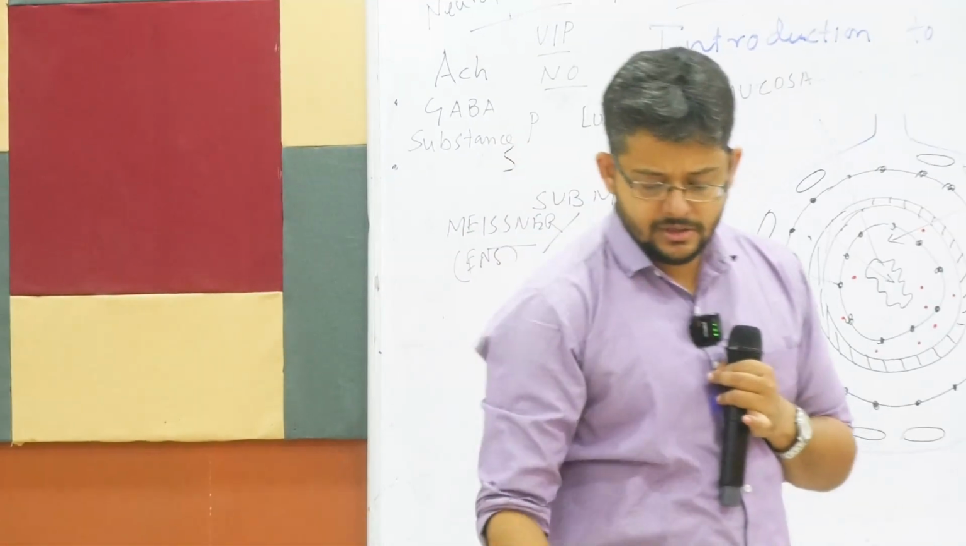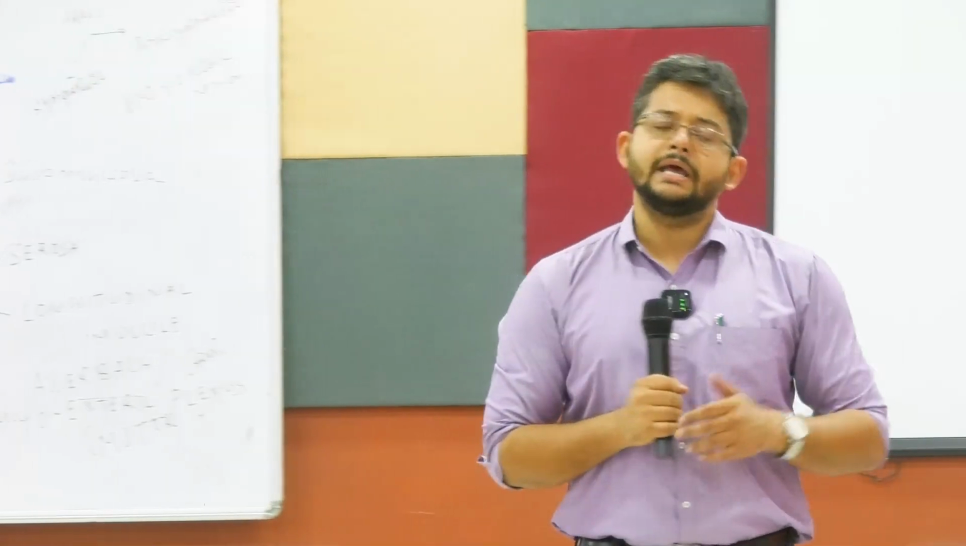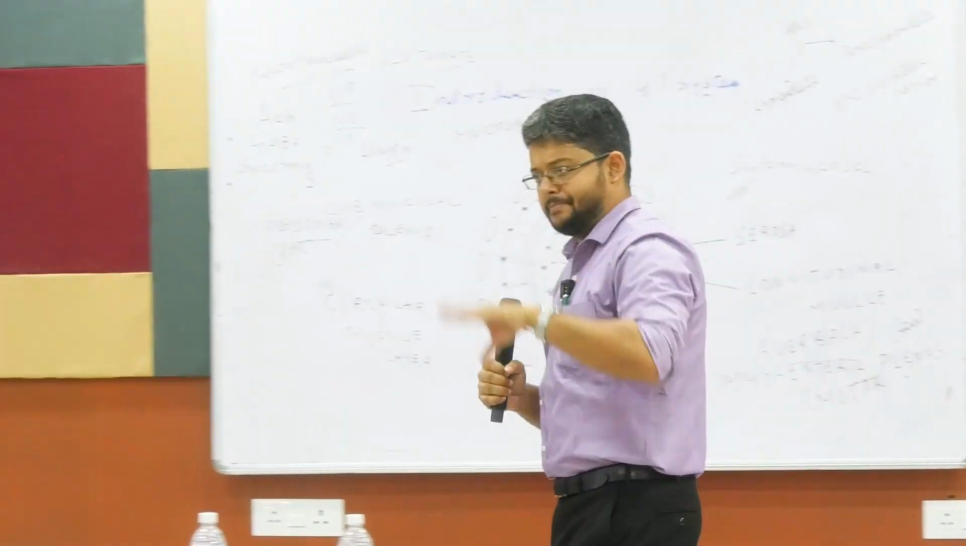So multiple such neurotransmitters are present. Some of them are excitatory neurotransmitters, some of them are inhibitory neurotransmitters. Clear? Okay, so based on that the whole thing happens. Coming to the GI secretion.